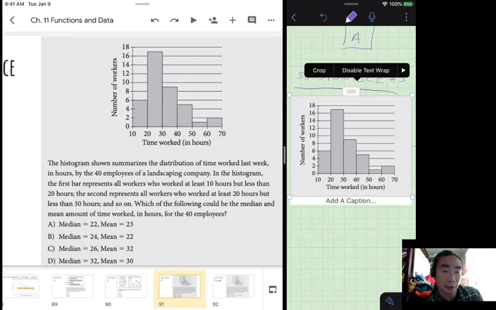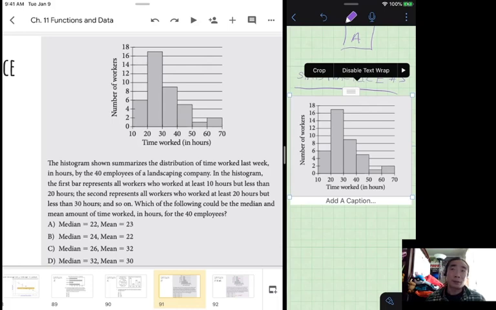Another 40 seconds. If anything, guess A, B, C, or D. Yes, very good. Just guess.